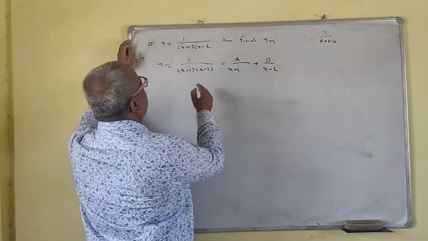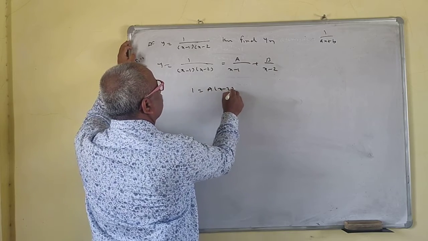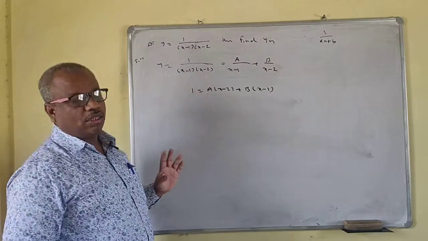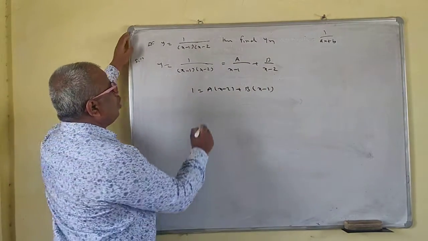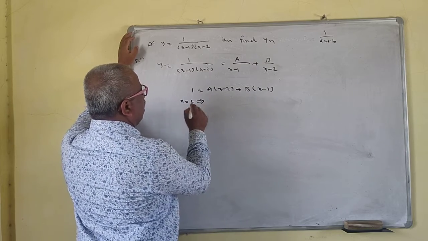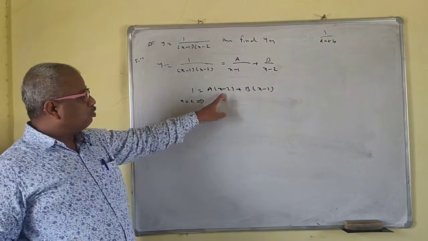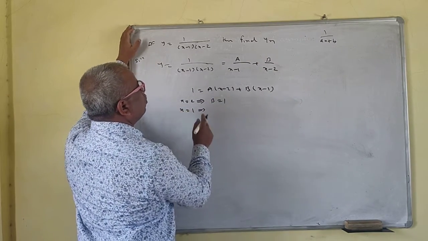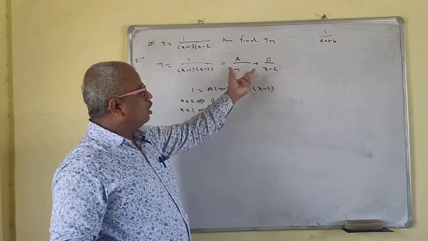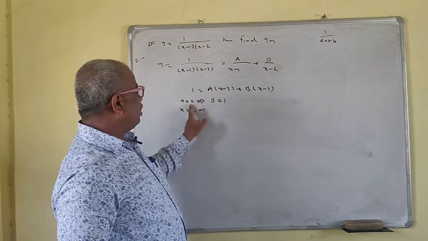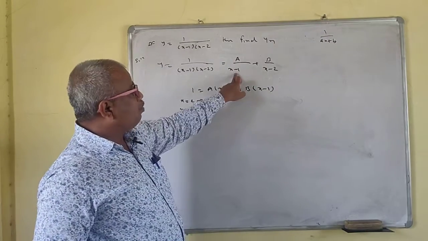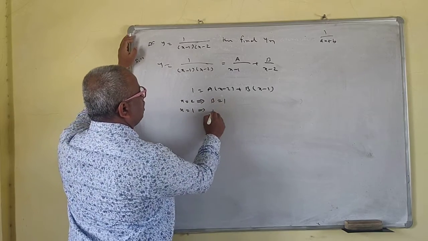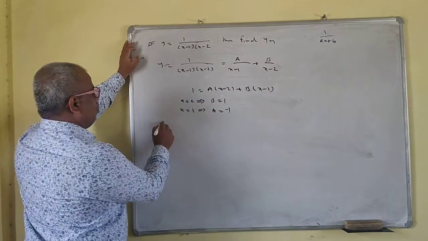So we find the values of a and b. This is 1 equal to a into x minus 2 plus b into x minus 1, multiplying by x minus 1, x minus 2 on both LHS and RHS. Now put x is equal to 2, the zero of the denominator. So 2 minus 1, b is equal to 1. If you put x is equal to 1, you will get the value of a. So a is equal to minus 1.